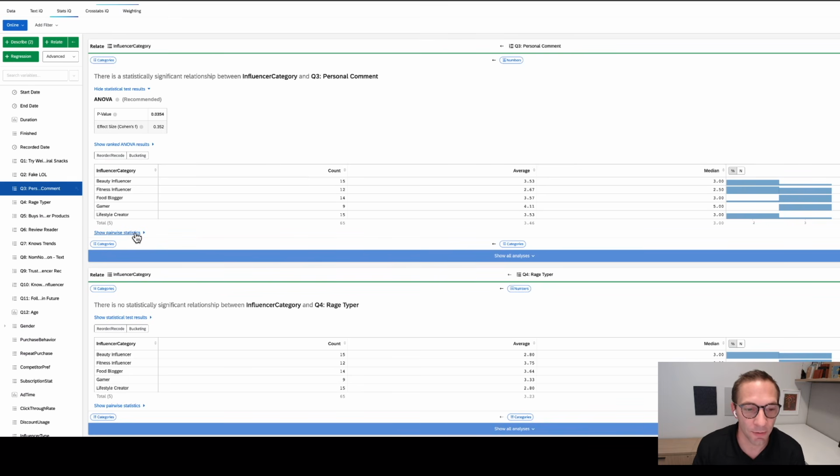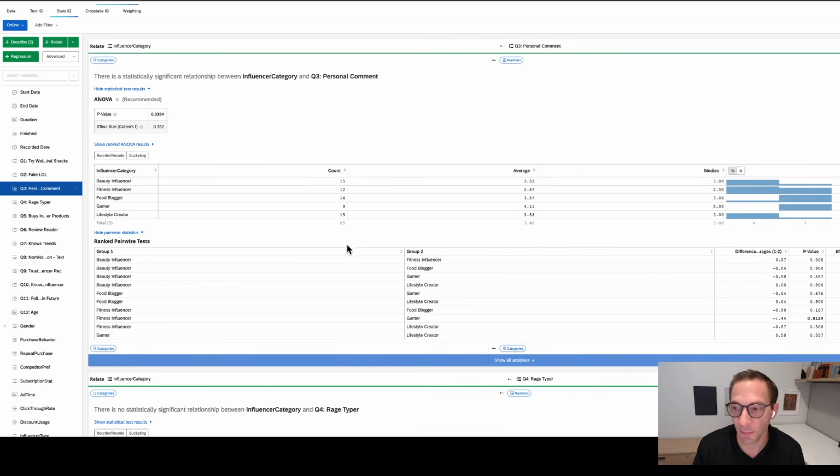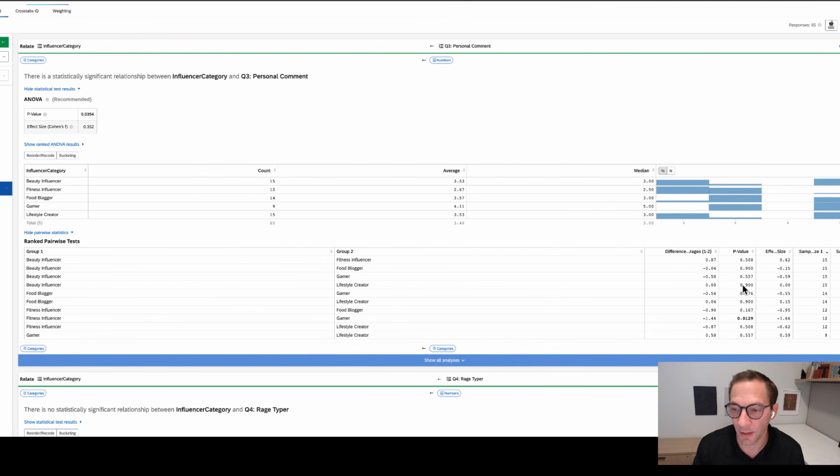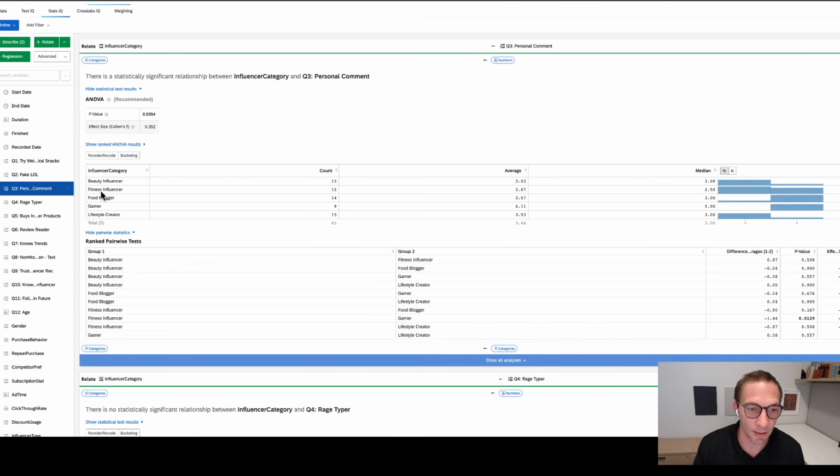So we need to check which of these personal comment does significantly predict differences between. To do that, we're going to click here on show pairwise comparison, and we're going to look at the p-values. What I see here is only one significant p-value right here, and that's between fitness influencer and gamer. Fitness influencer has a 2.67 and gamer has a 4.11. We're going to look at this the same way that we looked at the last one with 2 categories, but only for these significant differences.